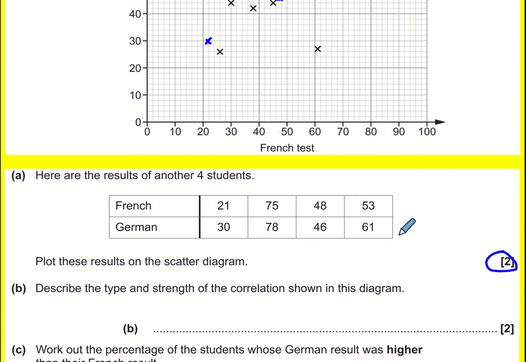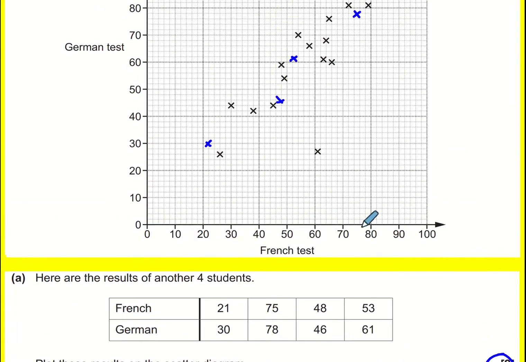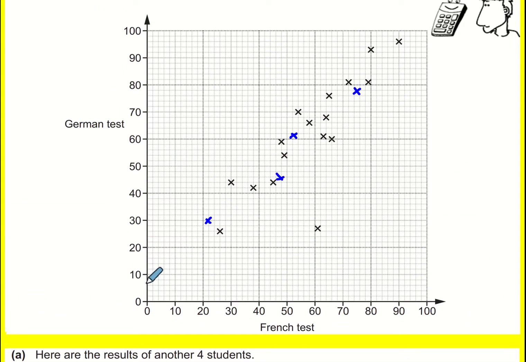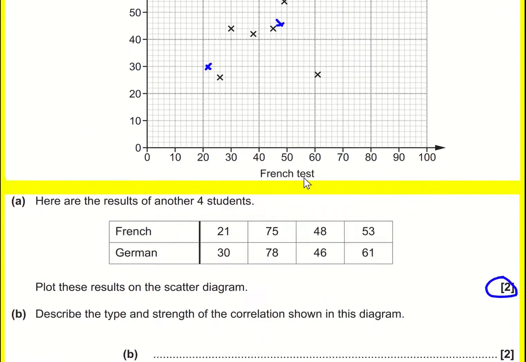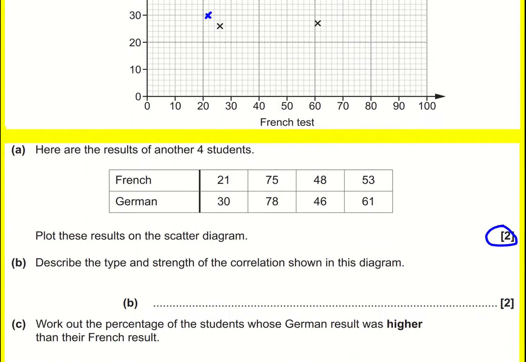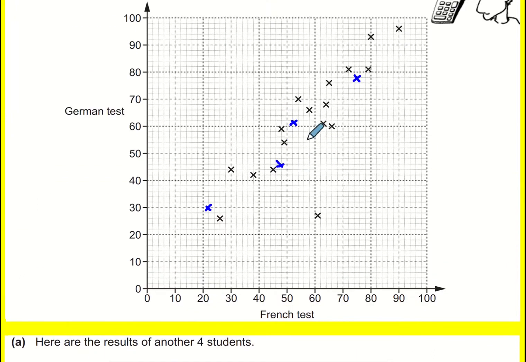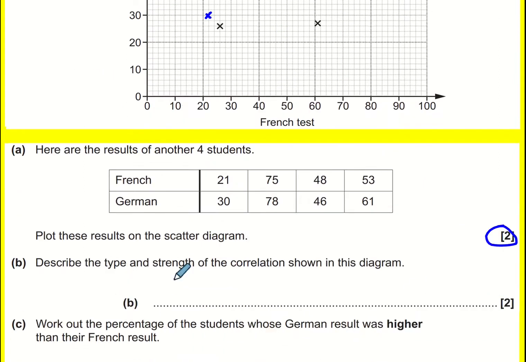Describe the type and strength of the correlation shown in this diagram. Well, we can see that typically, as somebody does better in the French test, they do better in the German test. This is called positive correlation. You could write it in words, what I just said, but positive correlation. Now, it's pretty good. Like it's kind of close to a straight line. It's not like a bit all over the place. So because it's asked for the strength, I would say it's strong positive correlation.